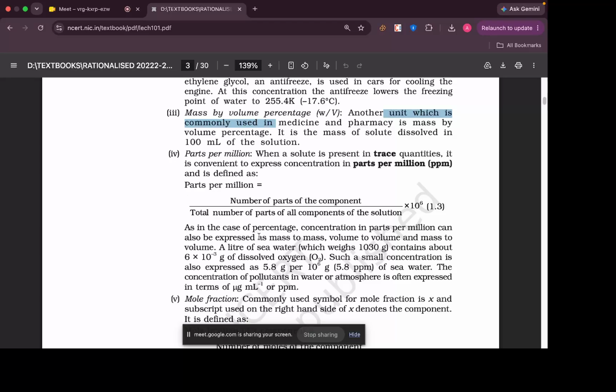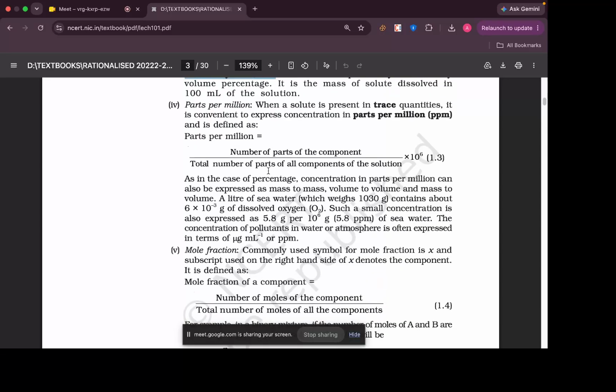Next is what? Parts per million. Very simple. When a solute is present as one part in a whole 1 million, you can think that it is a very trace quantity, very little quantity. So when a solute is present in trace quantity, it is convenient to express concentration in parts per million, ppm. ppm is equal to the number of parts of the component upon the total number of parts of all components of the solution, into 10 to the power 6.